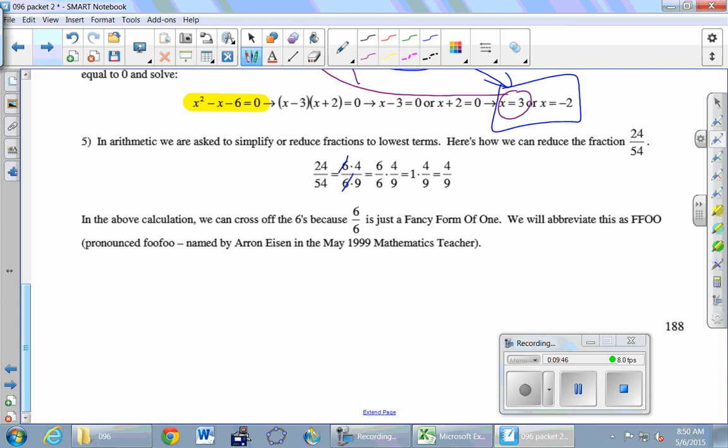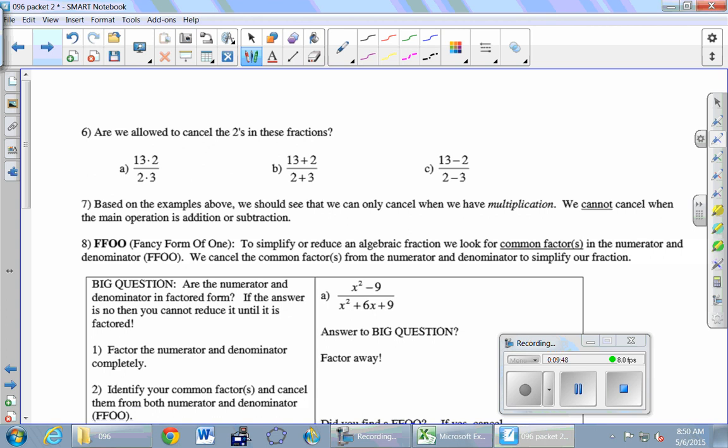Okay, on the next page, let's take a look at number 6. Are we allowed to cancel the 2's in these fractions? Let's take a look at part A. Are we allowed to cancel those 2's? They are not directly over each other. So the question is, is that a problem? Because in the last example, they were directly over each other and we crossed them off.